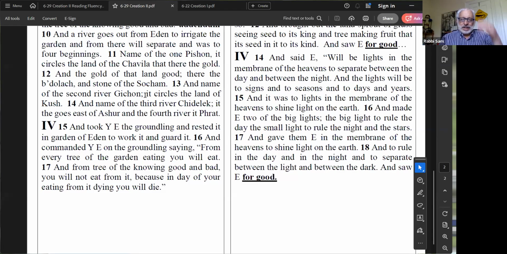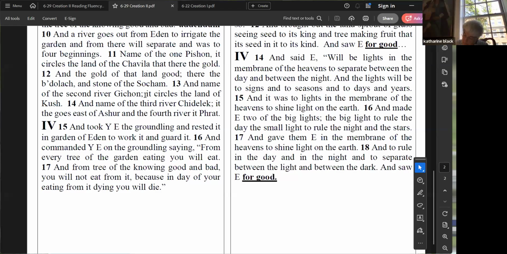And God says to this garden worker, any tree that grows in the garden you are free to eat. So apparently there's no hemlock in the garden east of Eden. There's no deadly nightshade, just tomatoes.